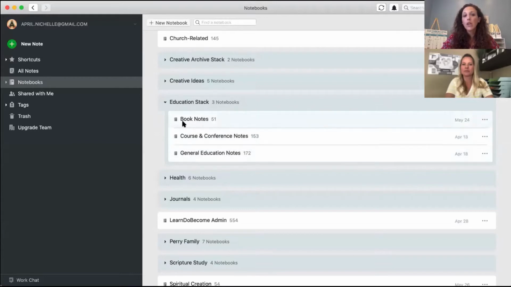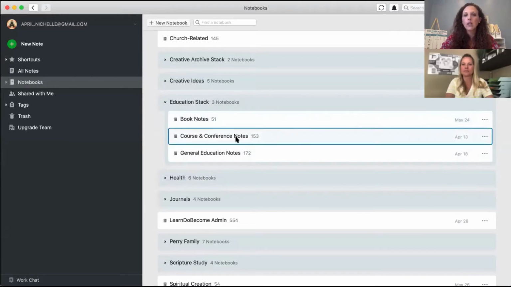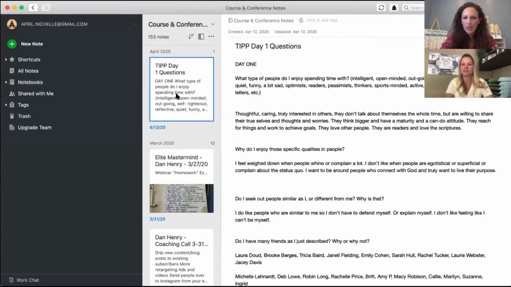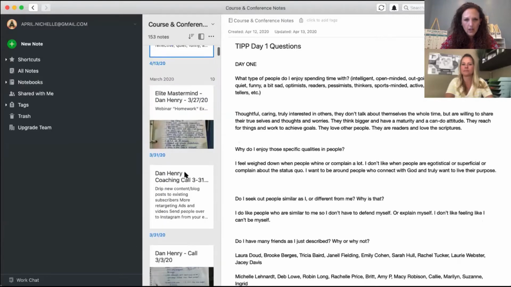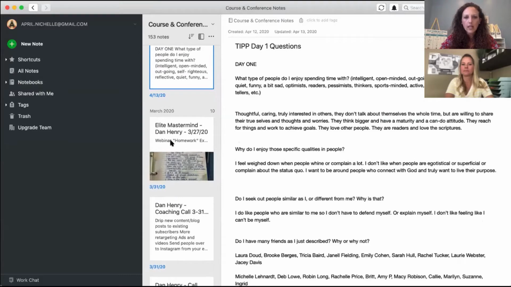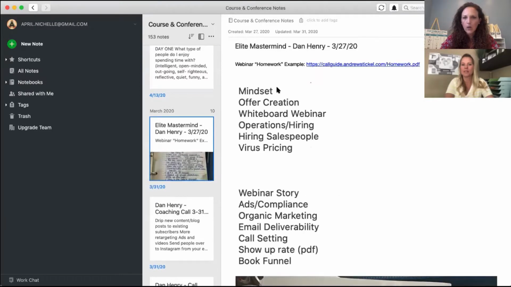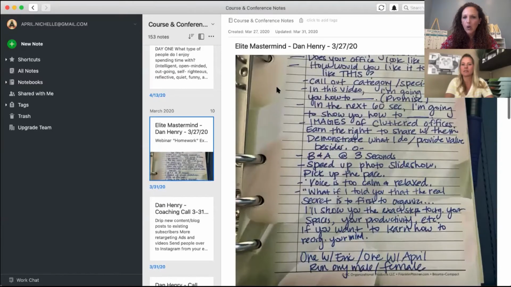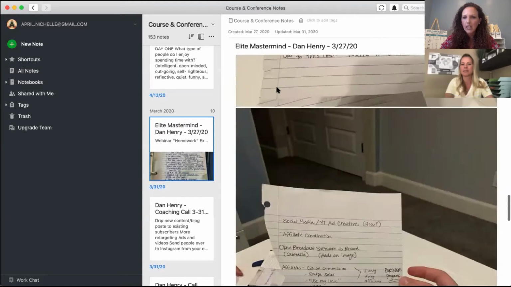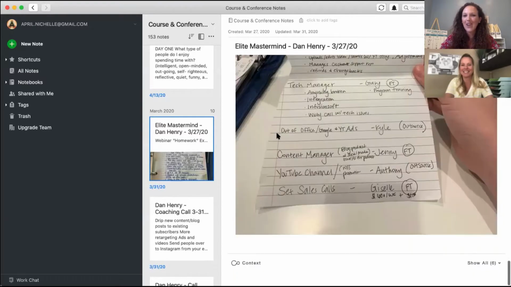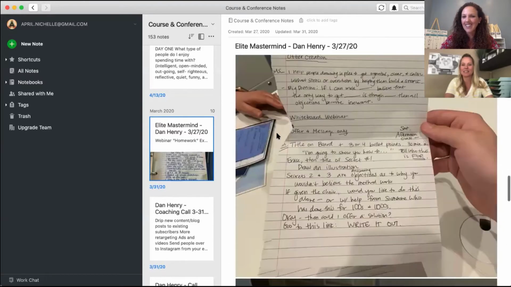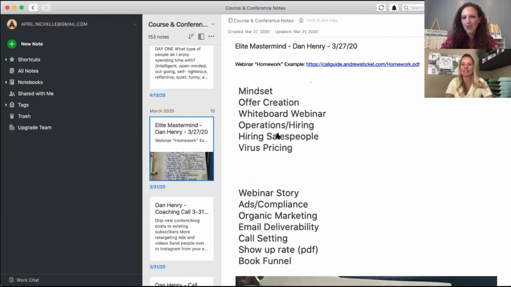So whenever I read a book, that's where I take pictures and put my book notes in there. For course and conference notes, there's a couple ways that I do it. So one is I come in here and, okay, I'm trying to find one that was good. So Eric and I did a mastermind class. We were learning a whole bunch of stuff, and I took a whole bunch of notes here. And I totally ripped my paper, but I took pictures of my whole thing and put it all in there. These are just the notes from this mastermind call that we had.